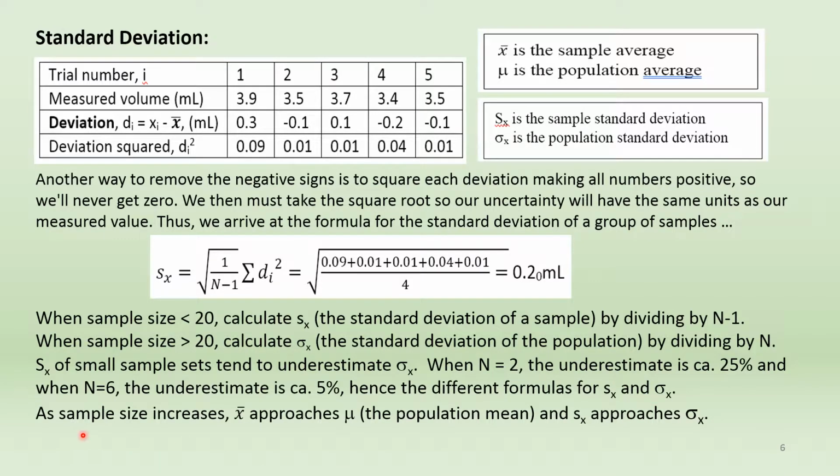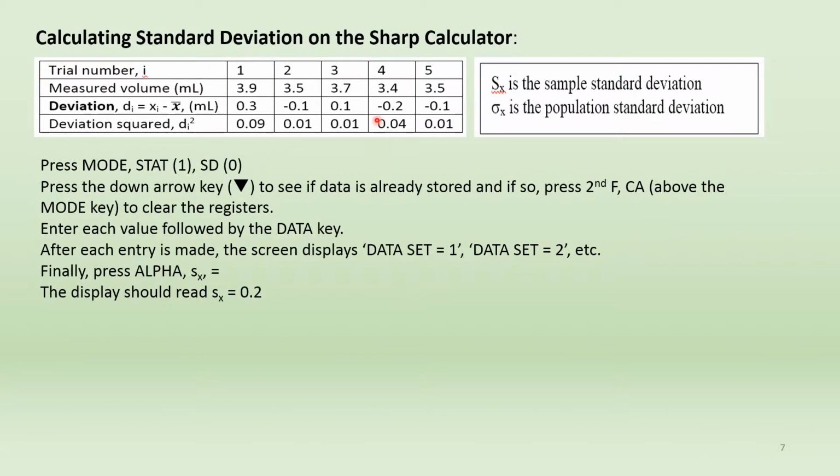So it turns out as the sample size increases, as n increases, the sample average, x bar, approaches the population average, mu. Likewise, the sample standard deviation, s of x, approaches the population standard deviation, sigma x. You won't want to be calculating standard deviation by hand very often. So I've included here a set of instructions for calculating the sample standard deviation using the Sharp calculators. Go ahead and calculate the sample standard deviation for this data set, and you should get a value of 0.2. I'll leave it with you to try.